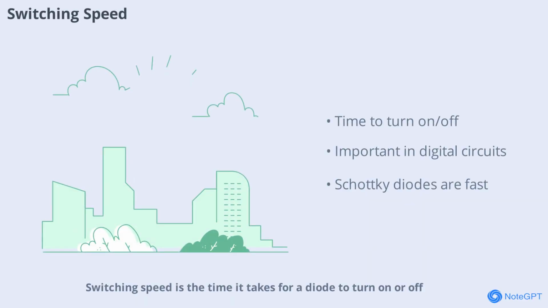Switching speed is the time it takes for a diode to turn on or off. Fast switching is important in digital and high-frequency circuits. Schottky diodes are known for their rapid switching capabilities, making them ideal for these applications.